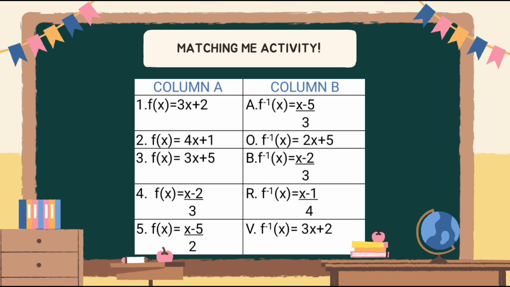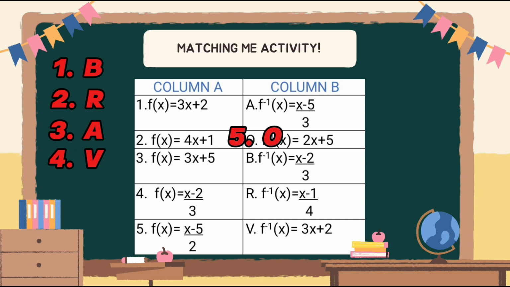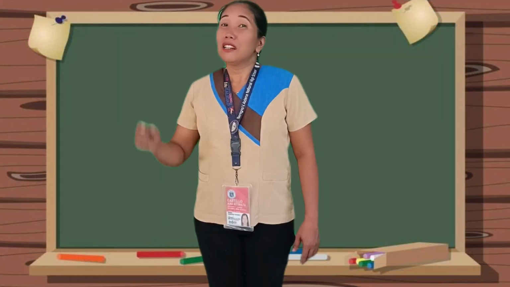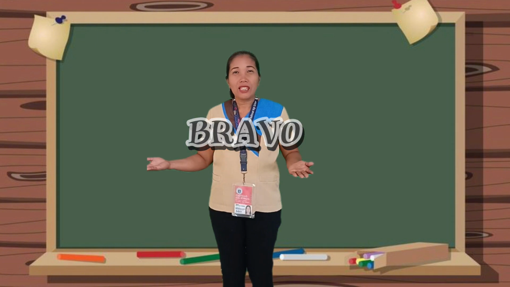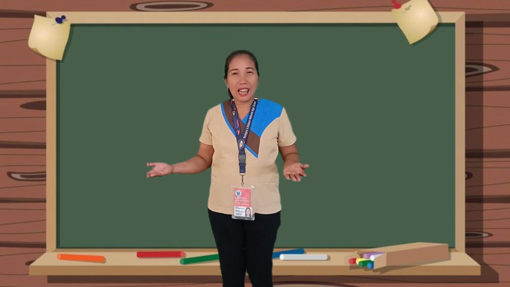For number 1, letter B. You're correct. Wow! Number 2, letter R. Number 3, letter A. And number 4, letter B. And number 5, letter O. Marvelous! You formed the word bravo. Give yourself a big clap.